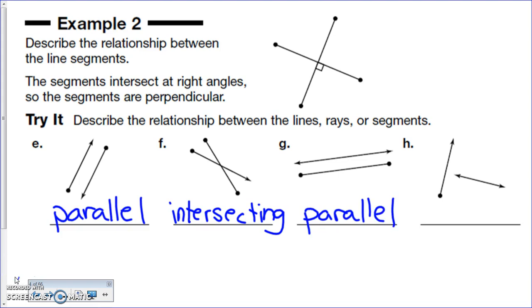Finally, for H, we have a ray and a line, and they're going to cross because we know the line will keep extending, and if you extend it all the way through, we can tell it's going to cross at a right angle, so we have a perpendicular.